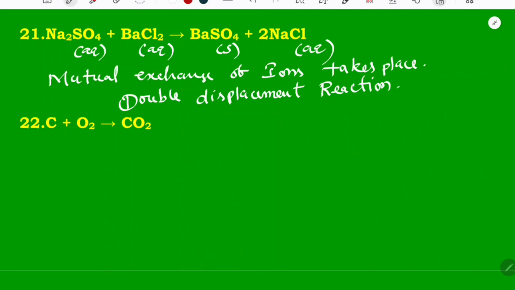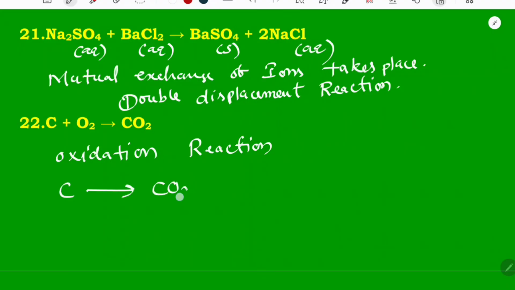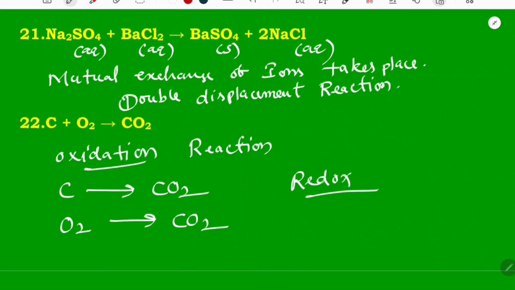Next reaction, the equation is balanced. What we can say is that this is an oxidation reaction. Why? Because C is converting to CO2 and O2 is converting to CO2 only. So this is oxidation. Even the adding of non-metals is reduction, so sometimes we can say this is a redox reaction also. Here carbon is oxidized and oxygen is reduced. So we can simply say that it is a redox reaction.